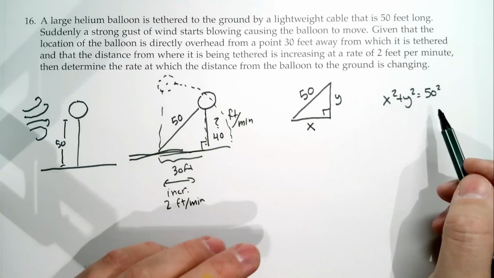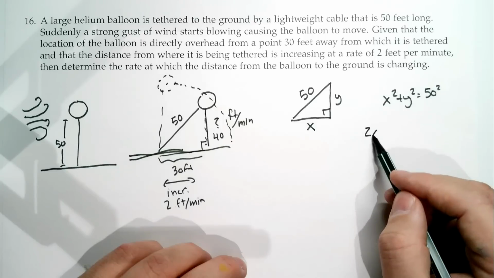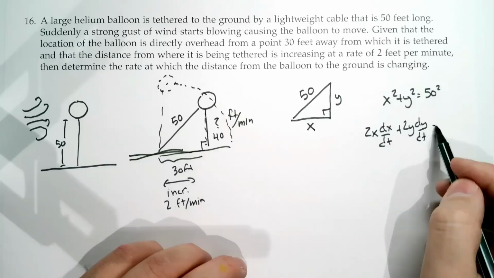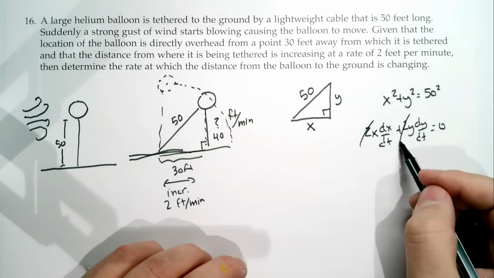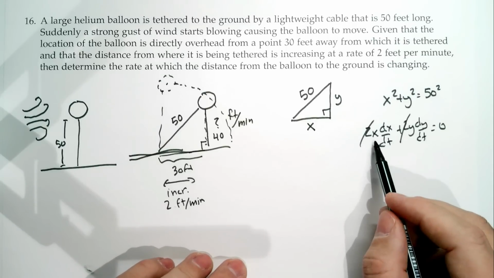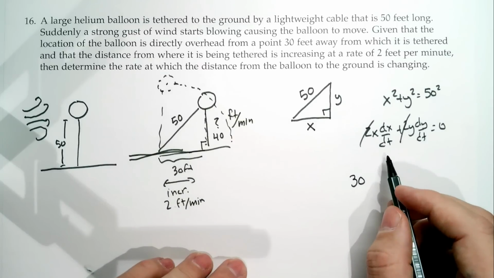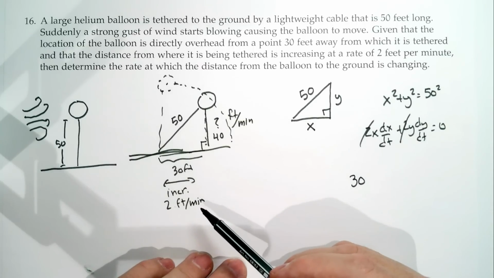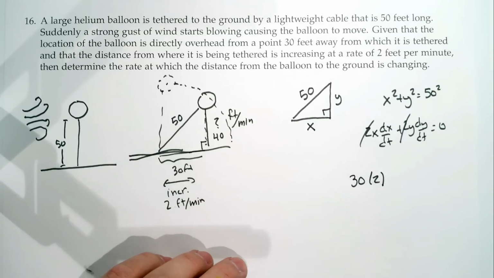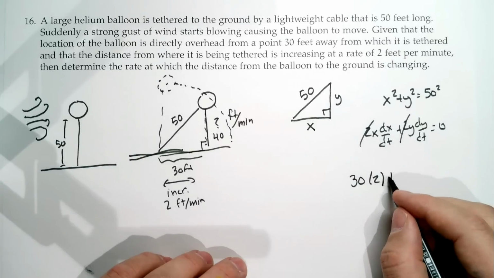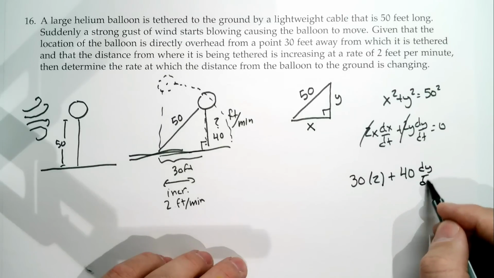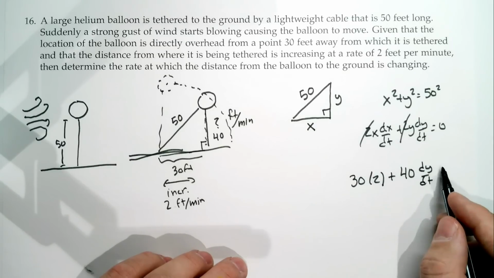Now you just have to bring in the rates. So we take derivatives to do that. 2x dx/dt plus 2y dy/dt equals 0. The 2's can be divided out, go away. And then you plug in what you know. You know x is 30. dx/dt is 2. By the way, is dx/dt positive 2 or negative 2? Positive 2, because it's increasing. It's getting further away, so the length is getting larger. Plus y, that's 40, and then times dy/dt, which we don't know, but we will soon. So that's equal to 0.